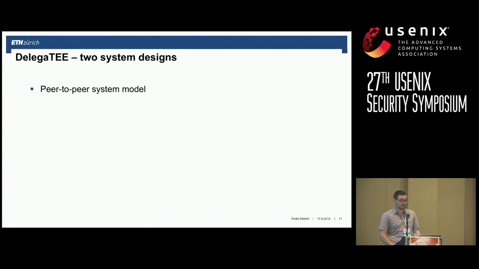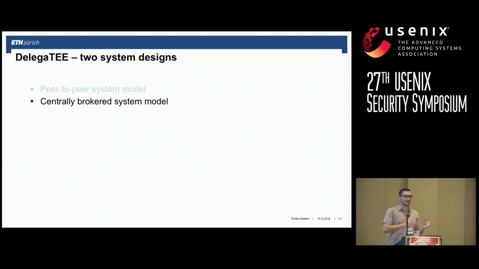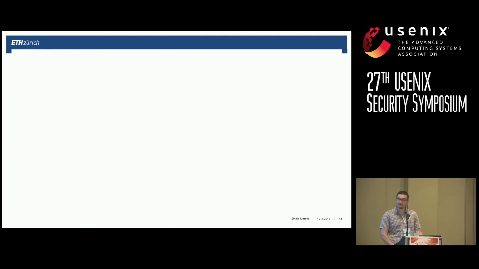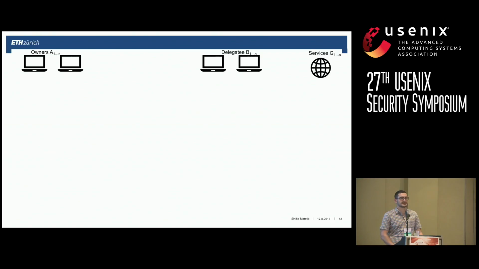So we developed two main architectures: a peer-to-peer system model, as explained in the solution slide, where the proxy resides on the platform where the delegatee sits, and a centrally brokered system. For ease of explanation, note that these two systems are interoperable. It's actually the same system, which you can deploy either on the cloud or on a local machine, but we'll focus more on the centrally brokered system. To give you a glimpse of how it works, I'd like to quickly walk you through the high-level design of the protocol and the involved parties. As we said, we have owners on one side, delegatees on the other side, and services on the third side. In the middle, we have a centrally brokered system.